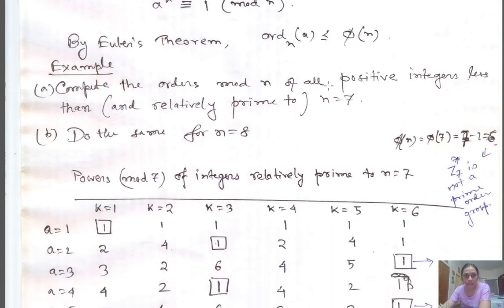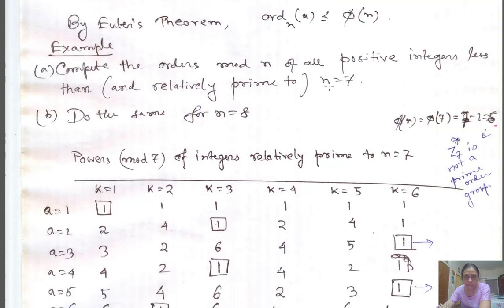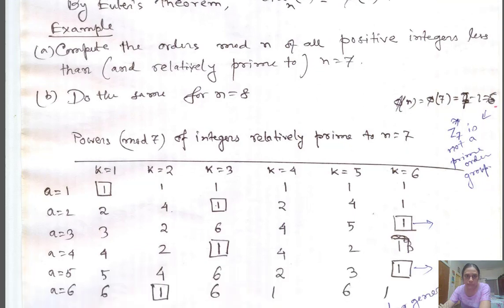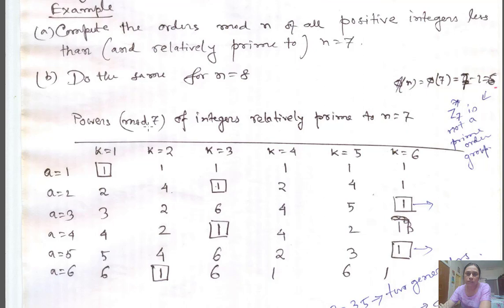So how to find the order? Exhaustively, you can find the order. Suppose we want the orders modulo n when n is 7. I will calculate the powers modulo n. So compute the orders modulo n of all positive integers less than n and relatively co-prime to n. It's only for those elements which are less than n and co-prime to n that their order will exist, modulo 7.